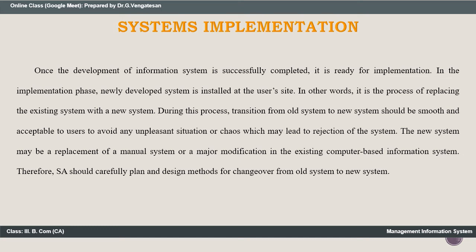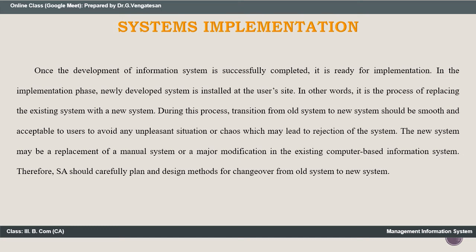Here we have the top 5 reasons for the success of system implementation. That is, user involvement, executive management support, clear statement of requirements, realistic expectations, proper planning. So these are all the 5 reasons that make system implementation a success.